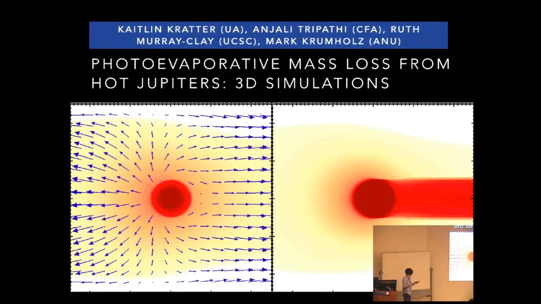I know my crowd. So I was going to be a total delinquent and tell you about a project that didn't have a whole lot to do with atmospheres, but then I thought the better of it, and I'd save that for later. So my title in the program is incorrect, in case you looked at that. What I'm really going to talk about today is photoevaporative mass loss from hot Jupiters, and specifically I'm going to focus on a project led by a graduate student at the CfA, Anjali Tripathi, in collaboration with myself, Ruth Murray-Clay, and Mark Krumholz, looking at 3D simulations of mass loss.